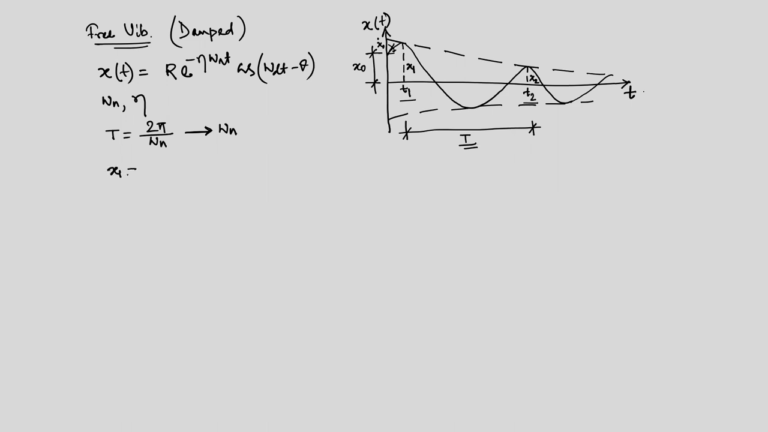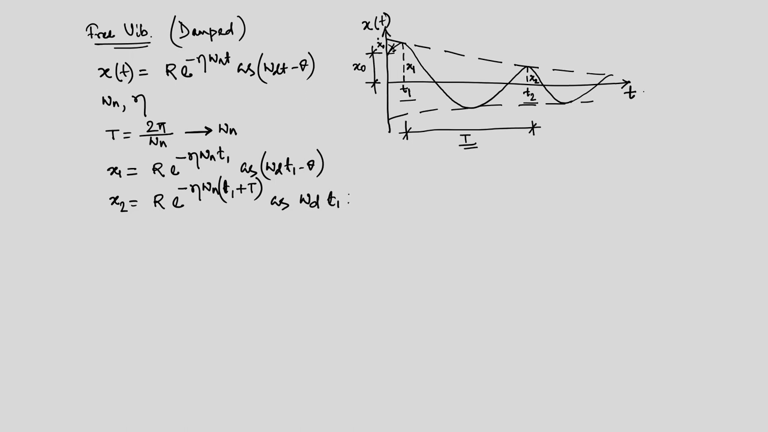x1 is R e to the power minus eta omega n t1 times cos of omega d t1 minus theta. That is the response we get at time point T1. Similarly, we can also write down x2. X2 will be R e to the power minus eta omega n T2, but T2 is T1 plus capital T, times cos of omega d T2, that is T1 plus T, minus theta.